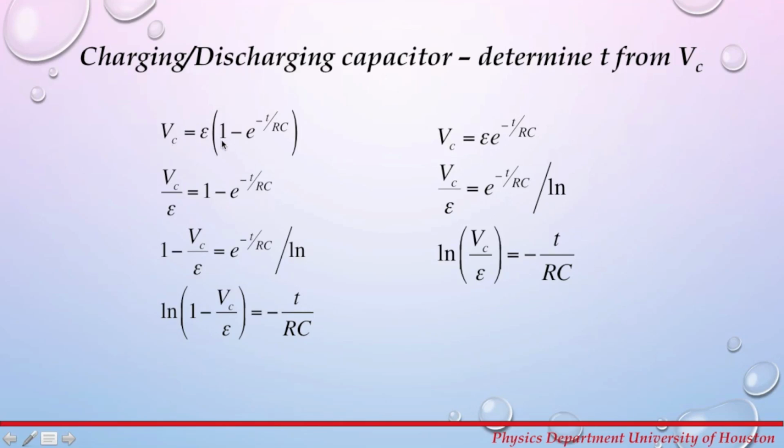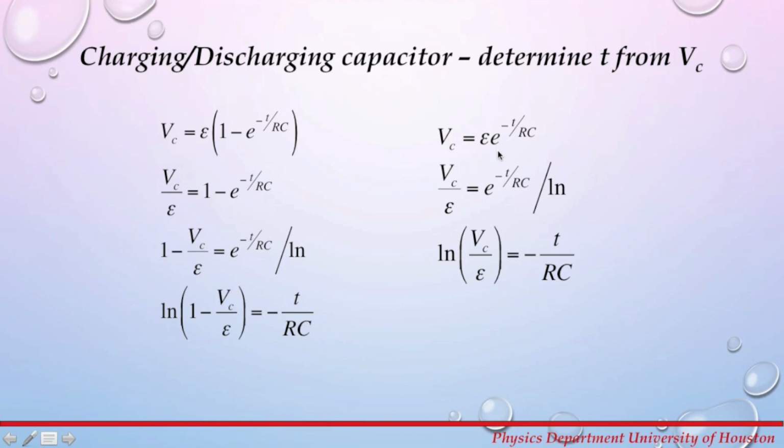So for the first equation, for the charging process, we can simply rearrange the terms, and since we have the term e to the negative t over RC, we are going to take a natural log of both sides of the equation, and we end up with ln(1 minus Vc over epsilon) equal to the negative t over RC. Now, if you plot a straight line of this term, ln(1 minus Vc over epsilon), as a function of time, from the slope of this straight line, knowing the resistance of the resistor in our circuit, we can determine the capacitance of the capacitor.